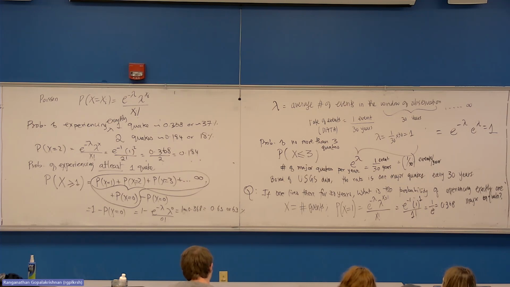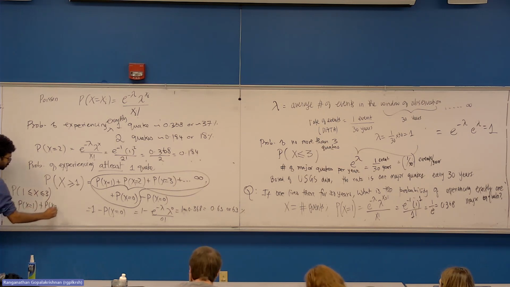Or I can say, what is the probability that I will have 1, 2, or 3 major earthquakes? X assuming values between 1 and 3. This is nothing but the probability of X equals 1 plus the probability of X equals 2 plus the probability of X equals 3.